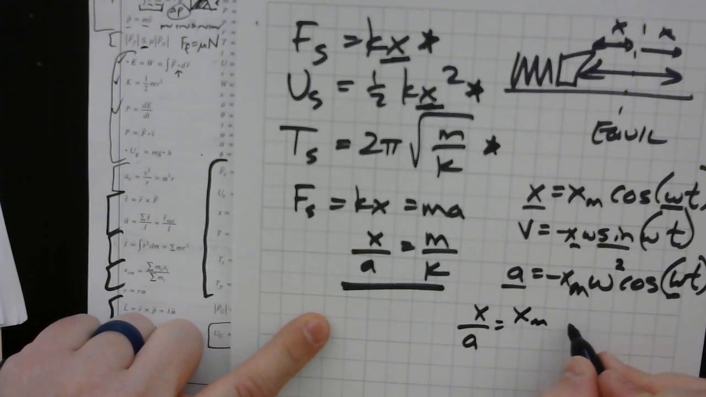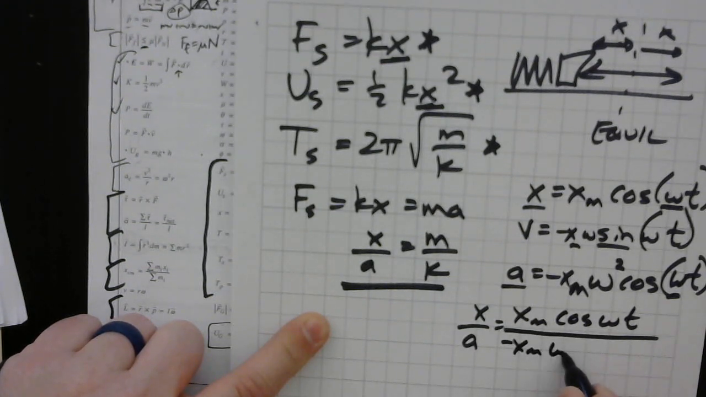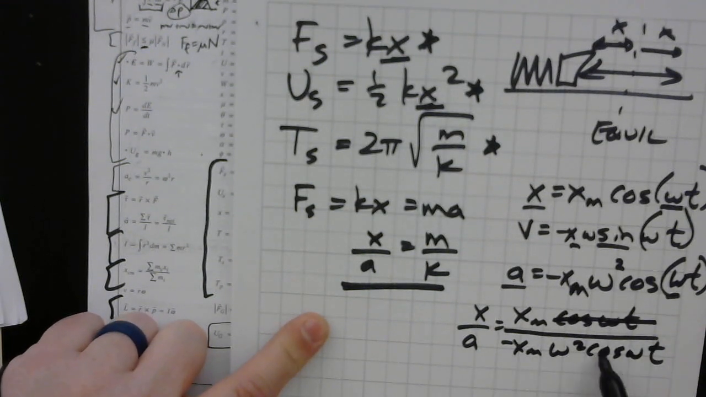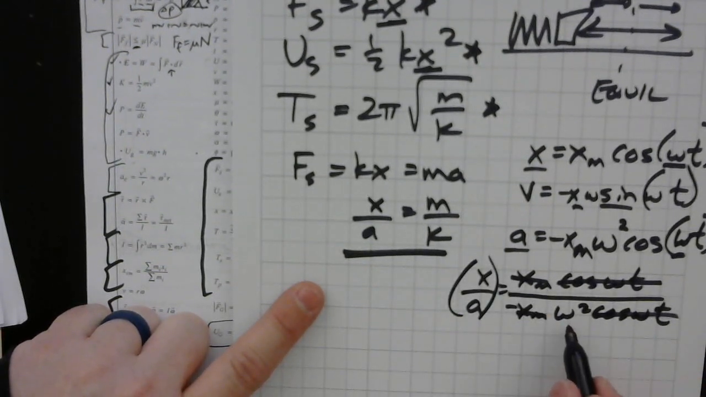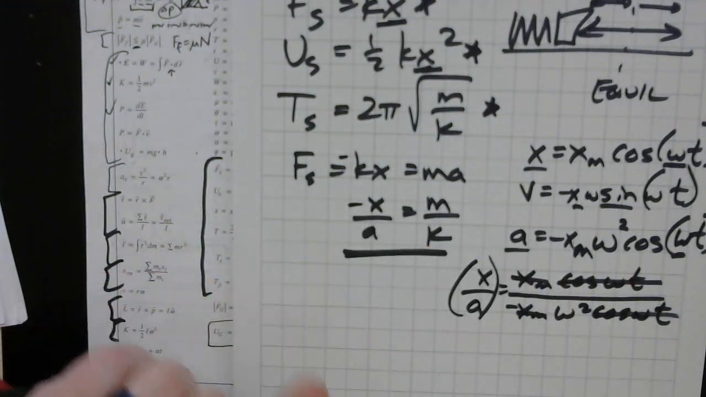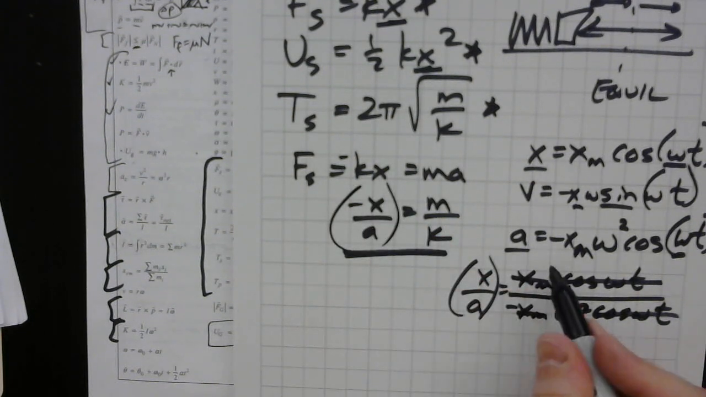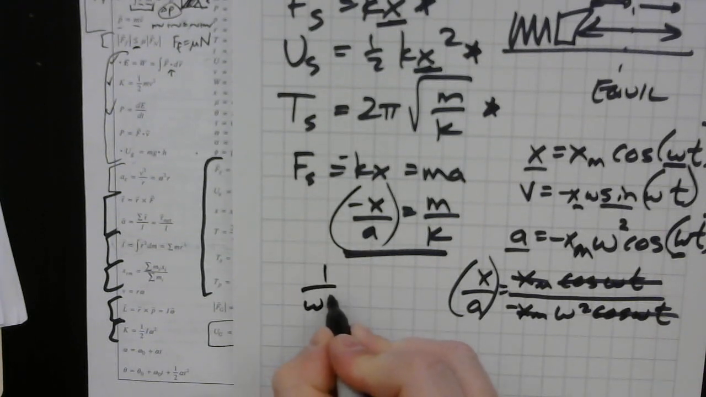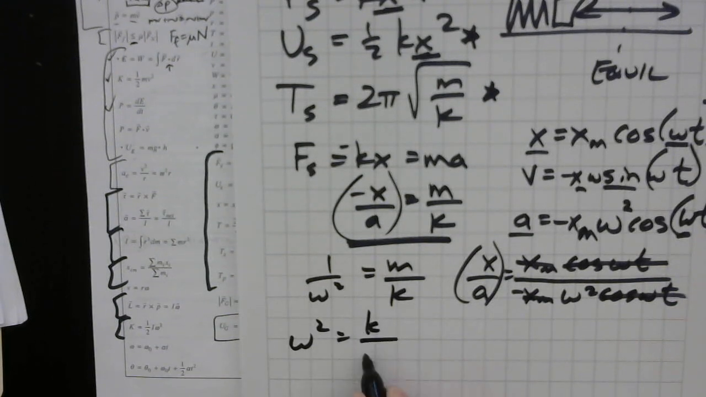Okay. So when I do x over a with this, I get x max cosine omega t over negative x max omega squared cosine omega t. If you notice, cosines go away, x max goes away, so the only thing that impacts x and a is omega squared. I always do this. I always forget the negative. Sorry. Okay? So if negative x over a is 1 over omega squared, well, watch this. I got 1 over omega squared equals m over k. So omega squared equals k over m.